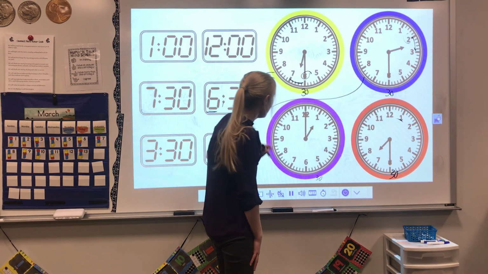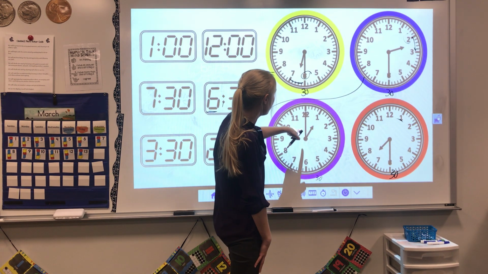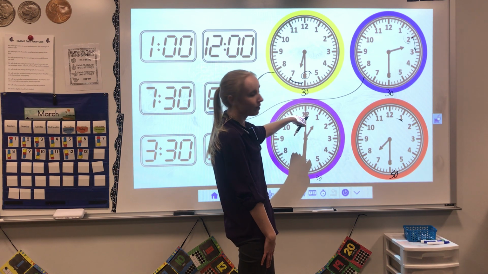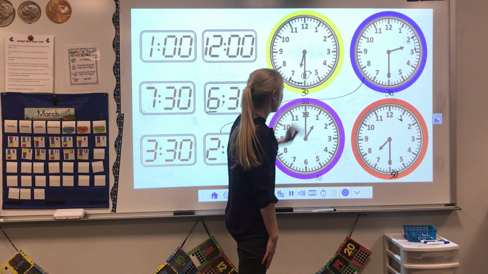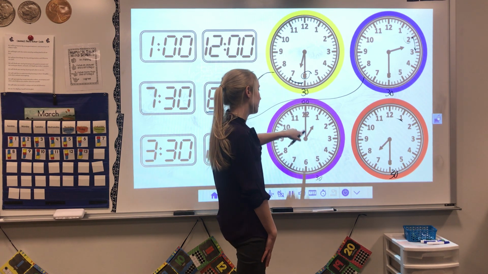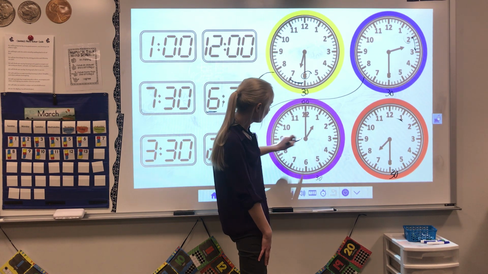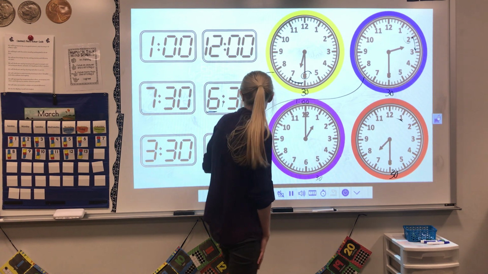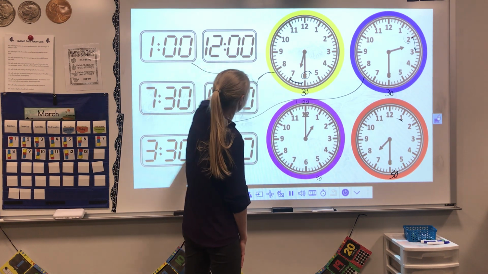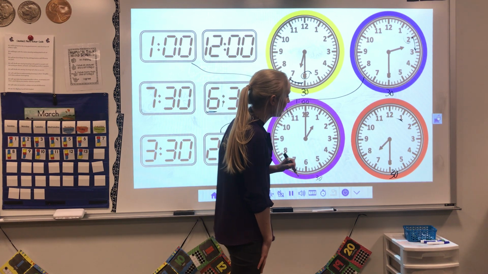And then this one. I noticed this 12 right away. When that minute hand's on the 12, I know that it means o'clock. So what hour is it? Let's look at our short hand. The short hand is pointing to the 1. So it is 1 o'clock.